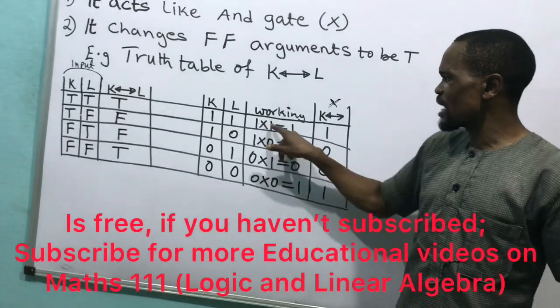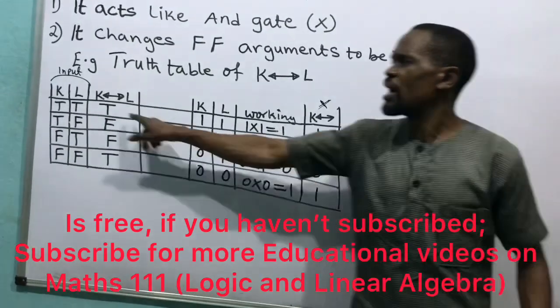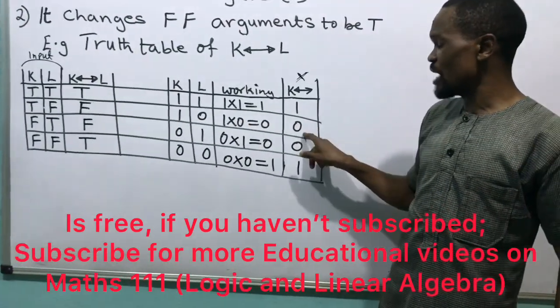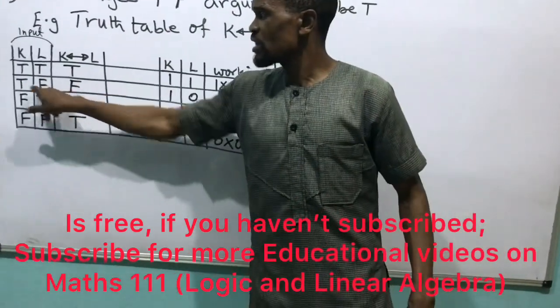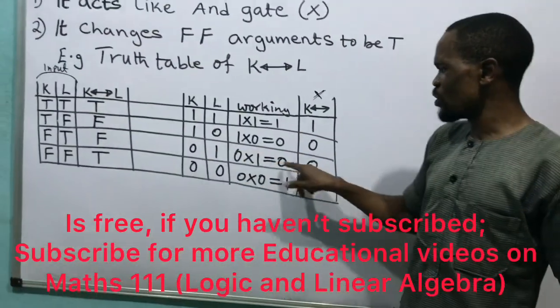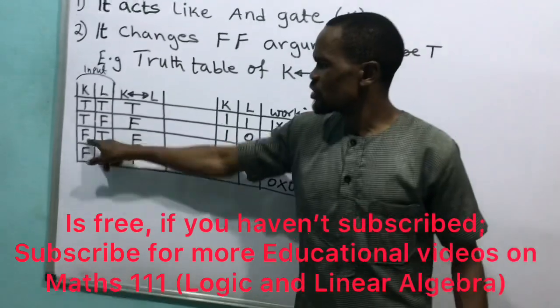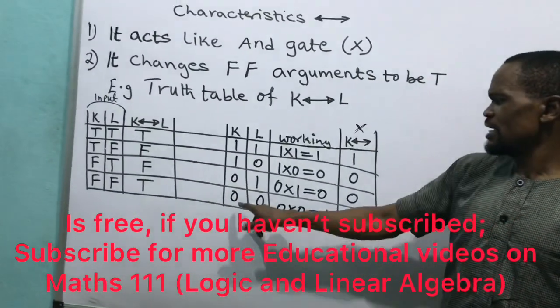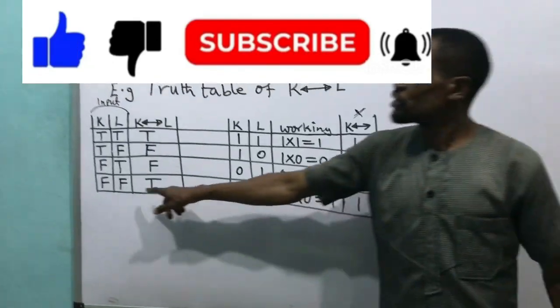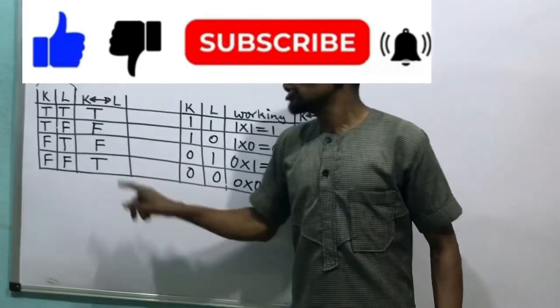Look at it. 1 times 1 will give me 1. That means true. Then 1 times 0 will give me 0. That means it's false. Then 0 times 1 will give me 0, which is false. Look at it, 0 times 0. It said no, it's 1. It's going to the word 1. That's what we said: false changes to the word true.